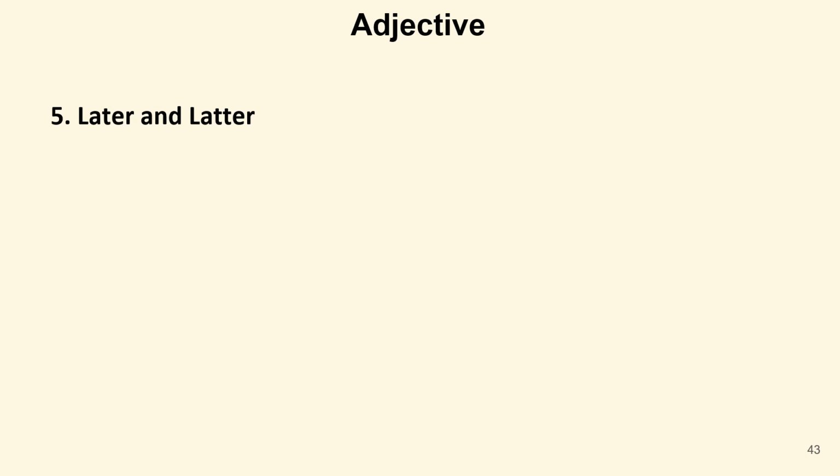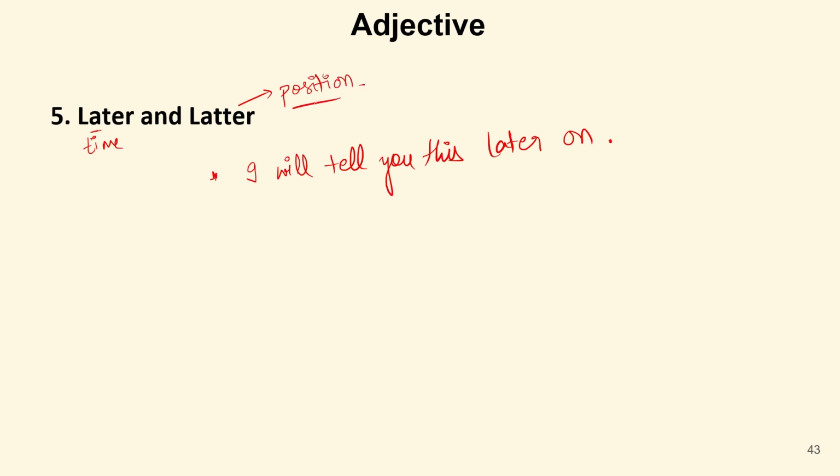Now the words later and latter. Now if we talk about two things, for example, I will tell you this later on. Later shows time, whereas latter shows position. Now if I say that I will tell you this later on, it means that I will discuss this topic after some time.